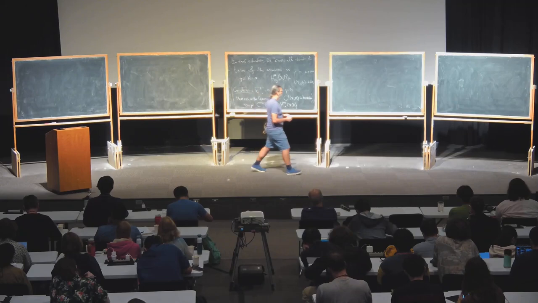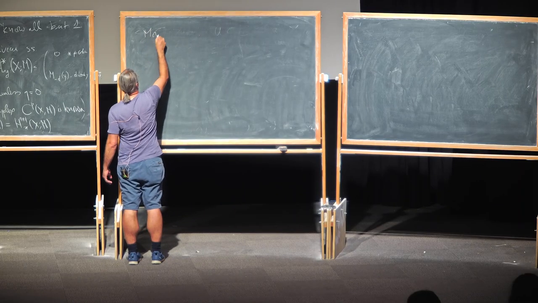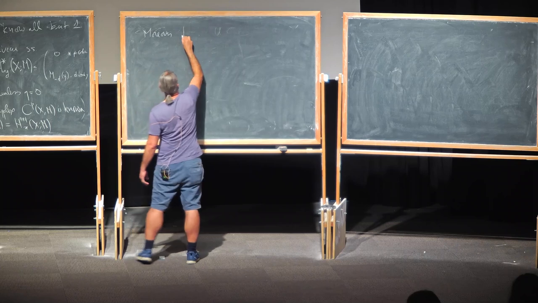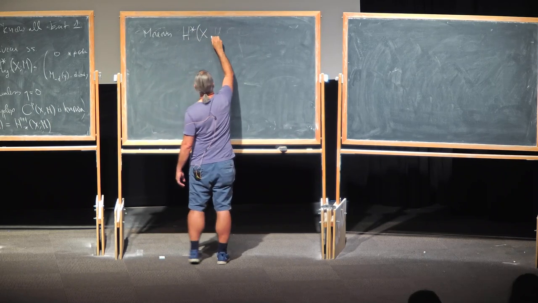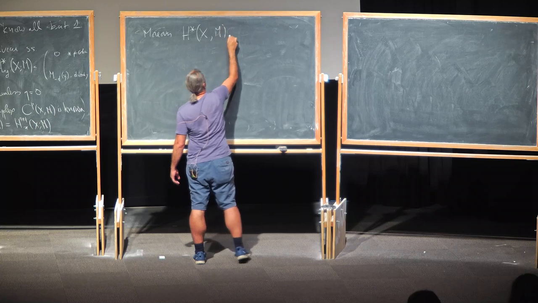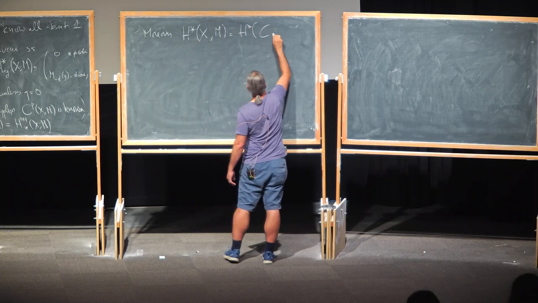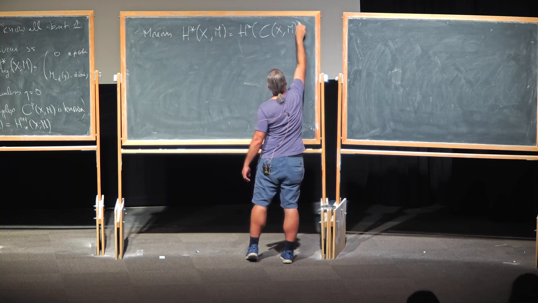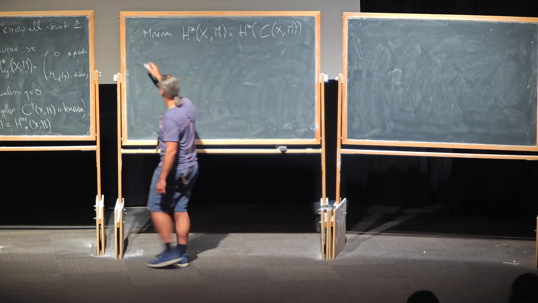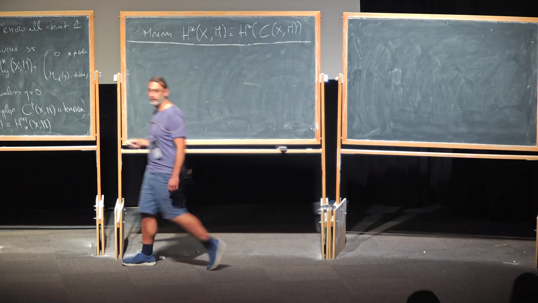So let me also state this. Moreover, the local cohomology of X of dimension n plus 1 with values in M is the cohomology of the Cousin complex. So we have a nice complex which computes this cohomology. Any questions?